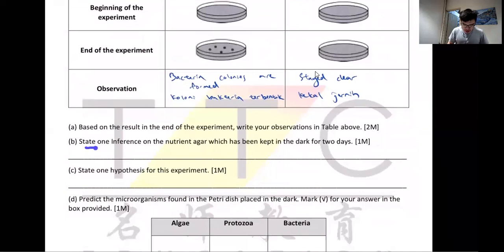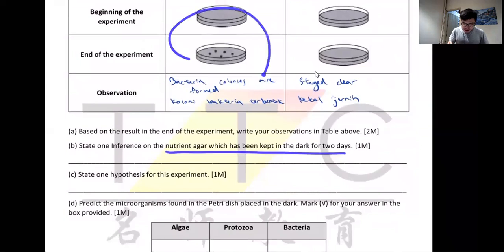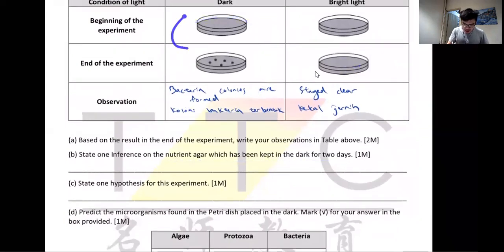Right, so B, state one inference. Okay, the dish was kept in the dark for 2 days. They want you to explain this, not this. Explain why do you see dots? Why do you see colonies here? Okay, because bacteria grow well in the dark. Okay, bacteria tumbuh dengan baik di kegelapan, not gelap. Kegelapan. Okay, they grow in the dark.